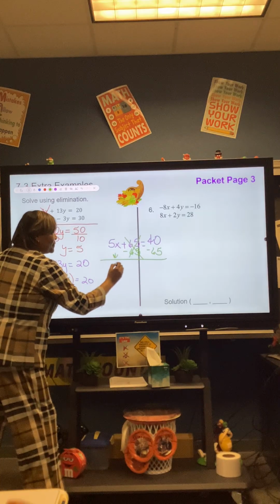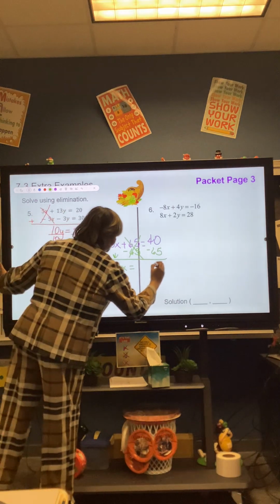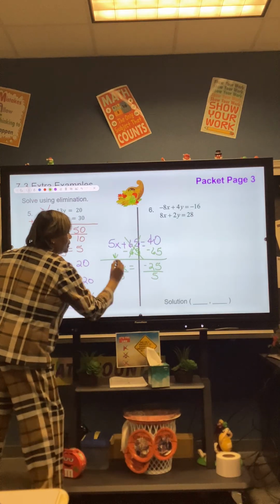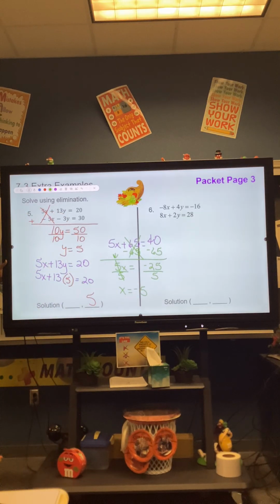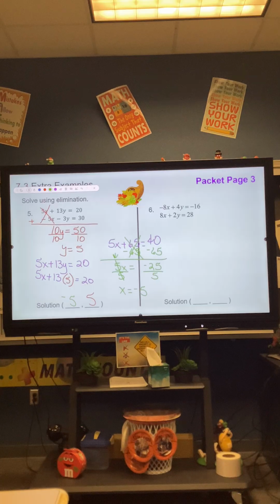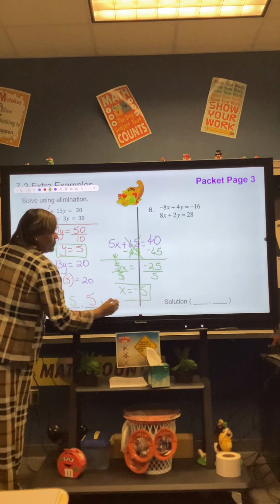Bring down my 5x. My 5x is equal to what is 40 minus 65. What's the difference? 40 minus 65. You owe Miss Mitchell $65. You paid me 40. You owe me some money. $25. Divide both sides by my leading coefficient. X should be equal to a negative what? So my ordered pair is negative 5 and a positive 5. Not a positive 5 and then a negative 5. The X comes first, all right, and then the Y. It might help you if you box your answers, so when you go back to write them, you know exactly where to put them.